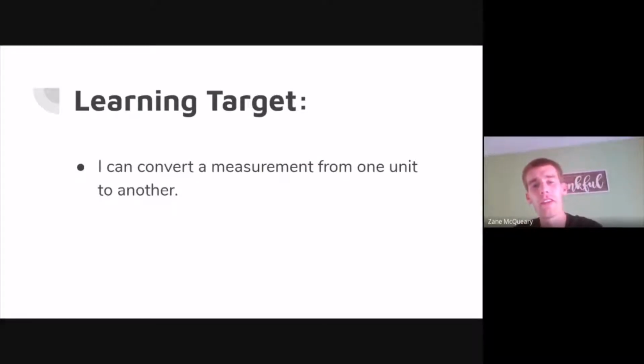Today's lesson is going to focus on unit conversions. Our learning target for the day is to convert one measurement from one unit to another. So this might be from imperial units to the metric system, or maybe from the metric system to imperial units. We're going to build up in complexity with each example, and we're going to talk about maybe why this is important, why you would need to know this skill.